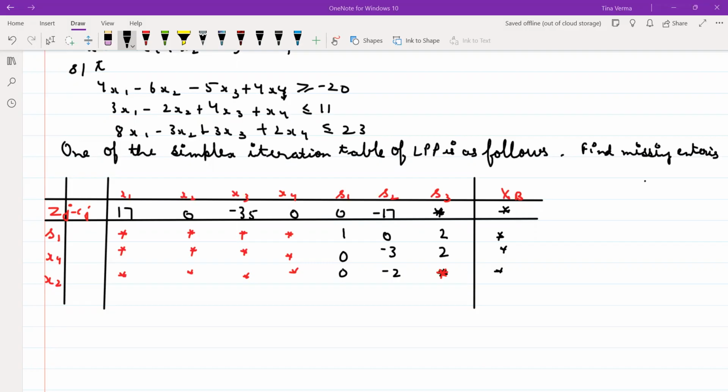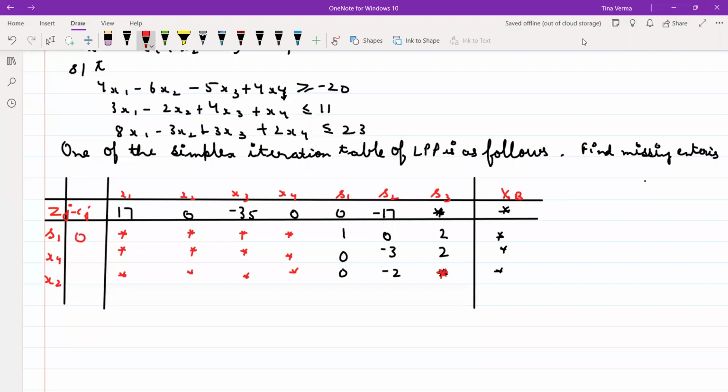CB: for S1 this is 0. If it is not given to you, you can write it yourself. The X4 coefficient is 5. The X2 coefficient is 1. So this is given to you, and you have to find the missing entries.